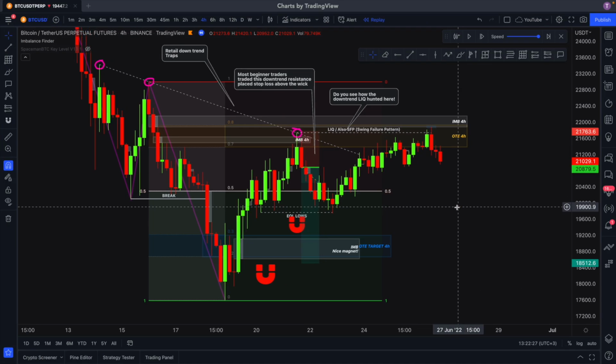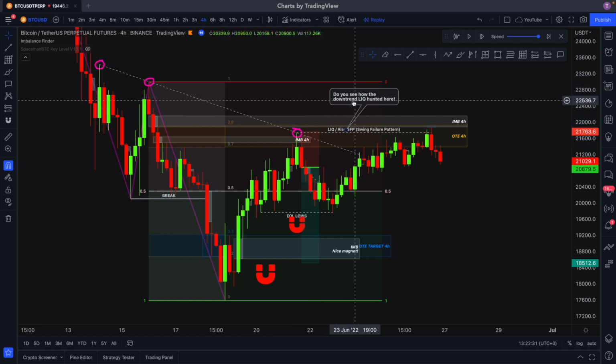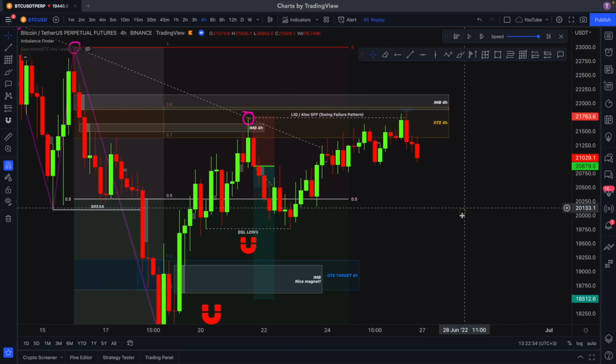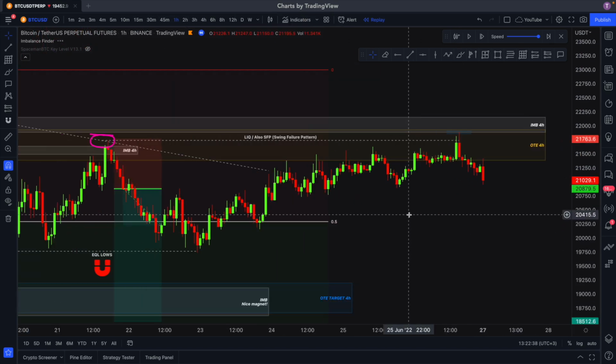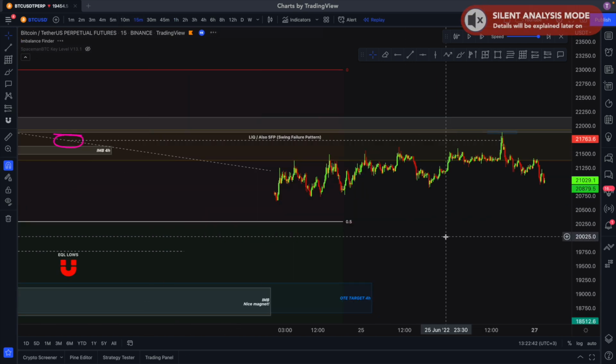Okay, now in this part you'll witness how the beginner smart money price action traders are hunted with fake market structure break.